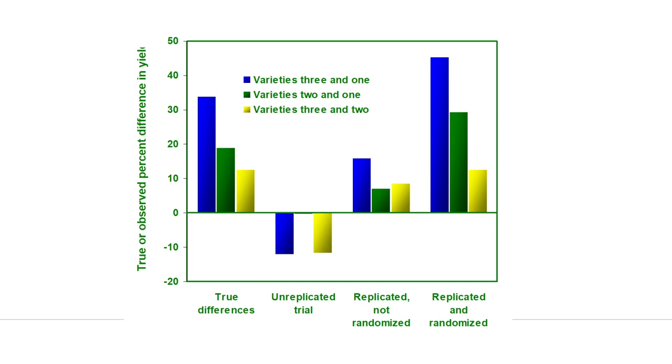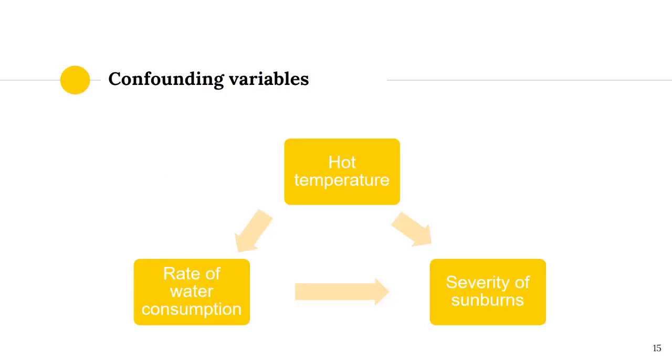So in summary, the way we deal with spatial variation and spatial confounding, which are two words for the same thing, in field experiments is we replicate and we randomize.